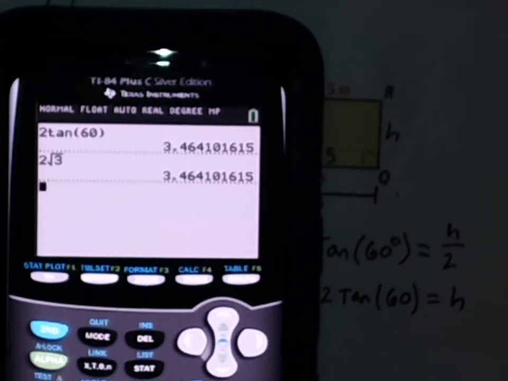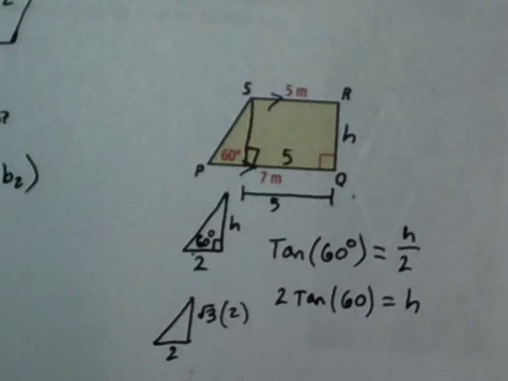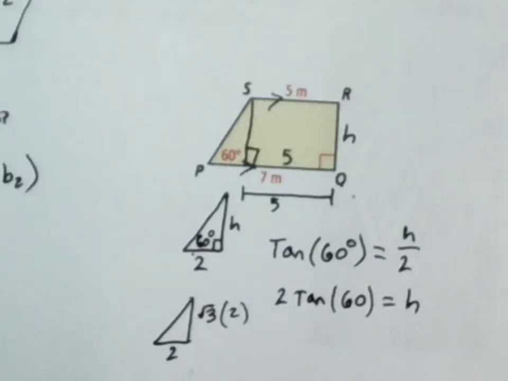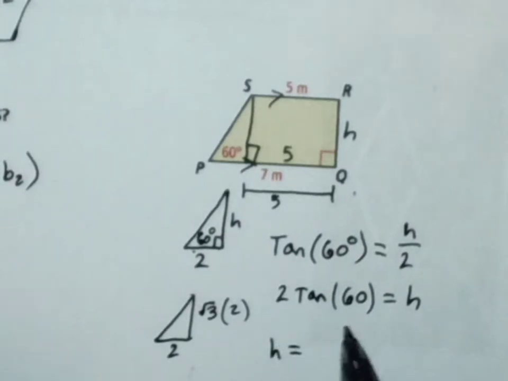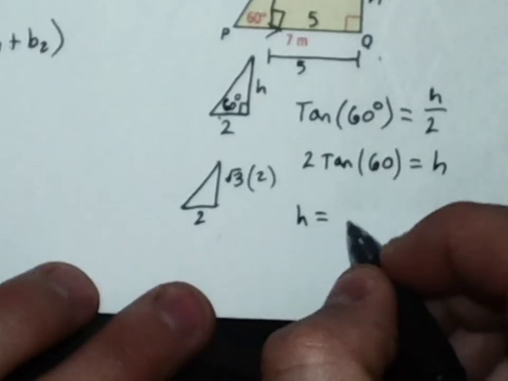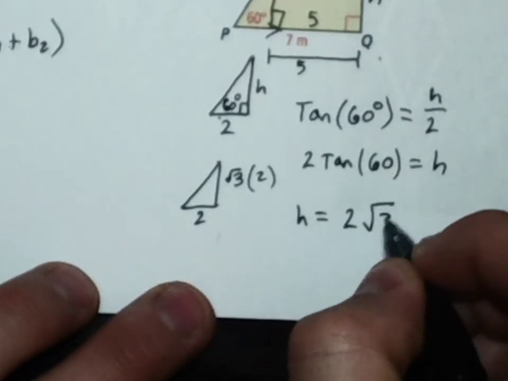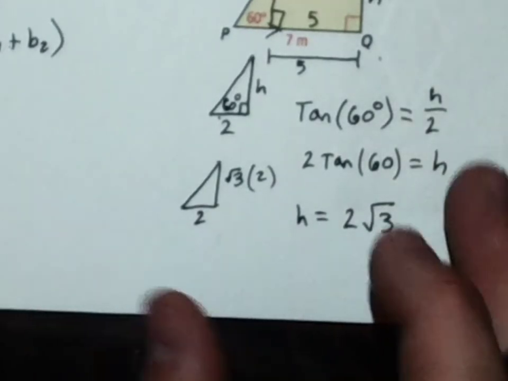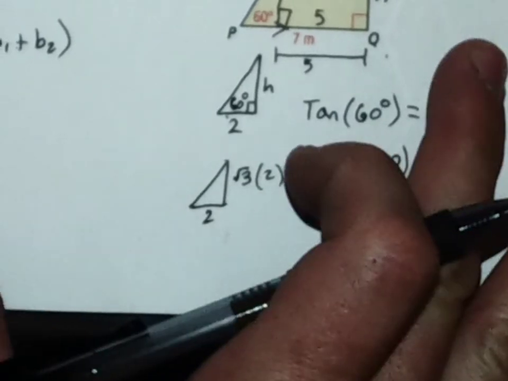3.464. So you can either use your 30, 60, 90 triangle rule, or you can use SOHCAHTOA, which in this case would be specifically tangent. So our height can be either equal to 2 tangent of 60, or it can be equal to 2 times the square root of 3. So that's our height. And then we already know what our bases are.